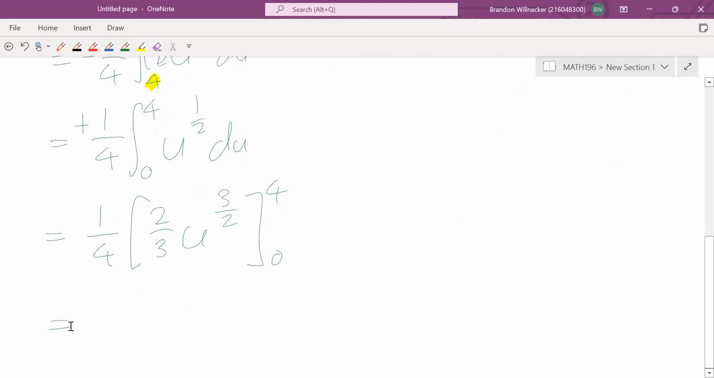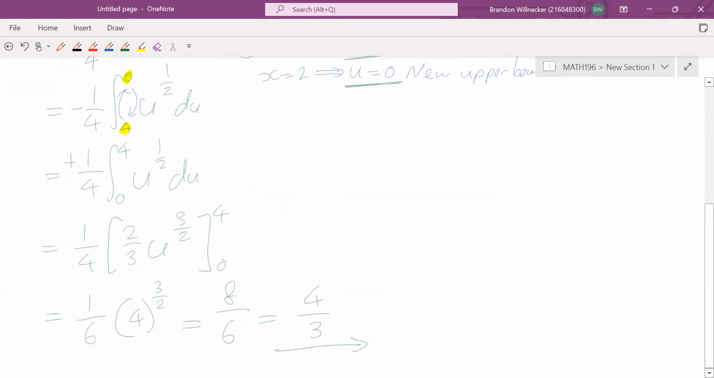So this gives us 1/4 of 2/3. It's going to be 1/6. And then we're going to have 4 to the 3/2. Okay, but 4 to the 3/2 is just going to be 8. So we have 8/6, or we can simplify that down to 4/3, just dividing top and bottom by 2. So this gives us our average value of the function.